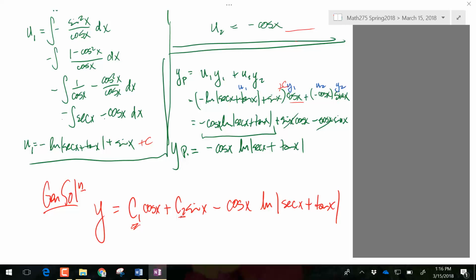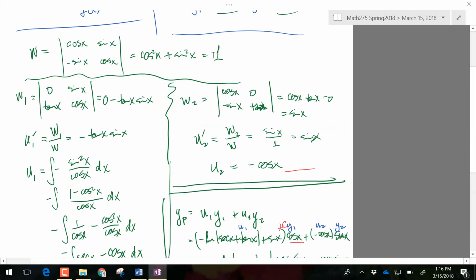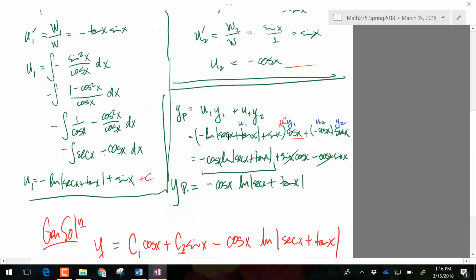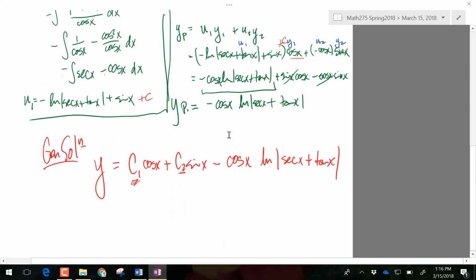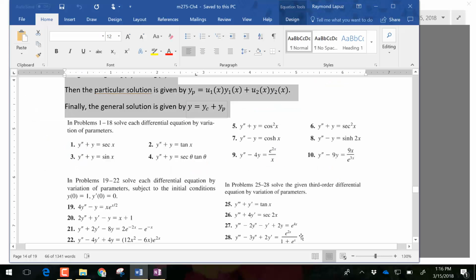All right, let's try another one. So this one was kind of nice because the original Wronskian was just 1, but in general, it's not going to be like that. And in general, you'll have to take integrals of some weird functions. Like the secant was the weirdest here, but you know it could get kind of weird later. Let's try another problem.